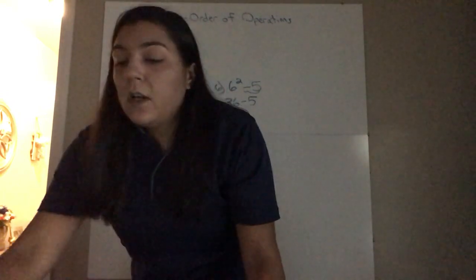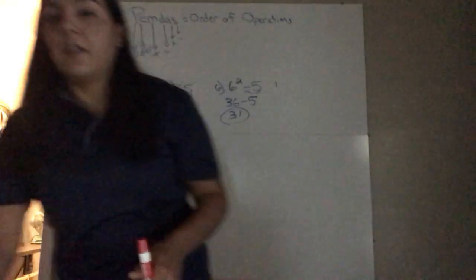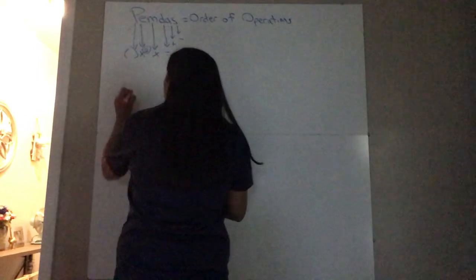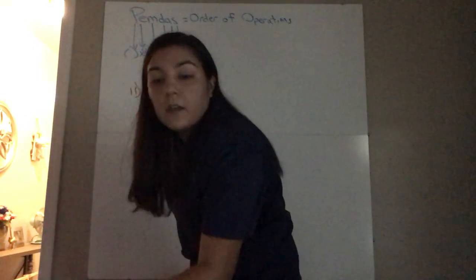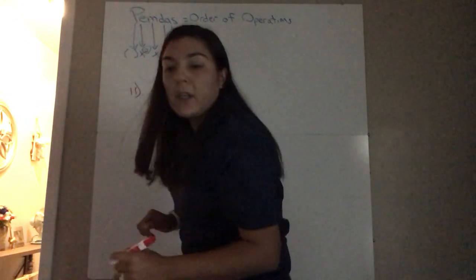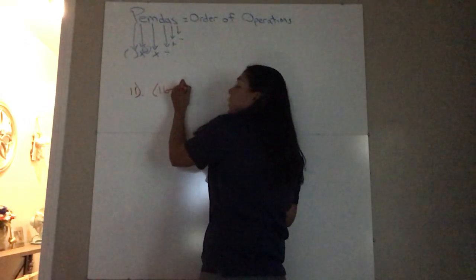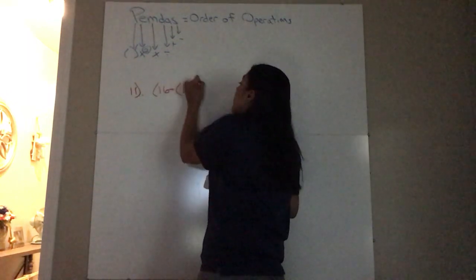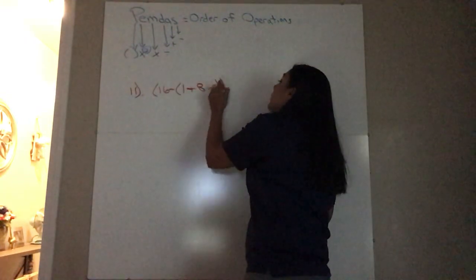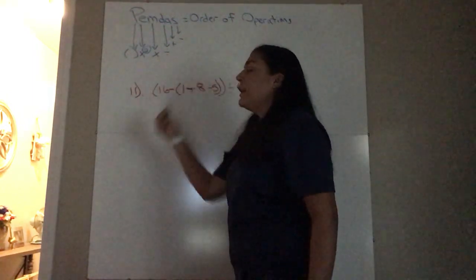Let's look at number 11. I'm going to have to erase some of this, so pause it if you're not finished. Number 11 says 16 minus (1 + 8 - 5), close parenthesis, divided by 4. Parentheses are kind of weird, but you always start on the inside and work your way out.